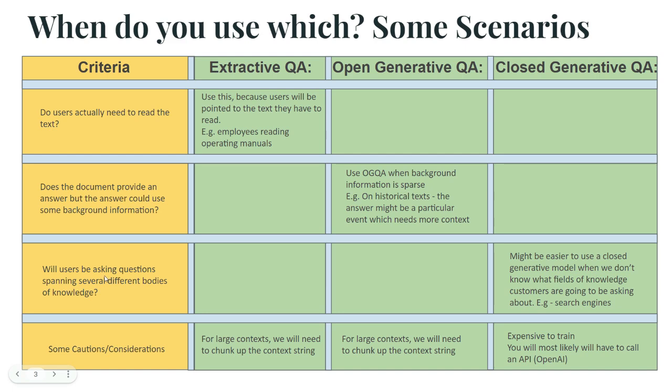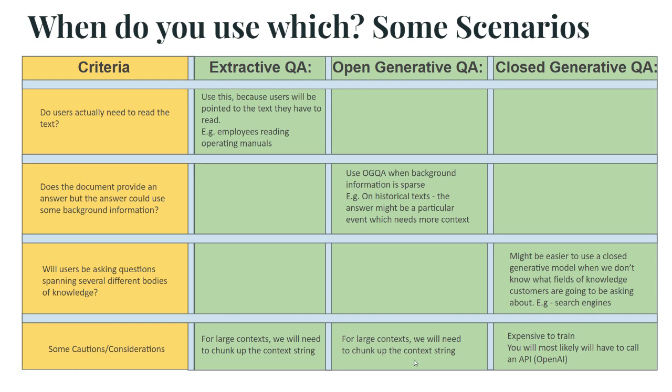Then we have the third criteria. When users are asking questions spanning many different fields, so maybe there are questions in engineering, maybe questions about history, maybe questions about psychology, what have you, it might be easier to just use a closed generative model that's been trained on many different corpora of text. The scenario here is something you can think of like a search engine.